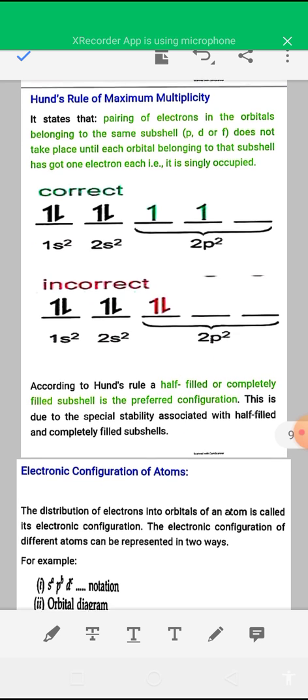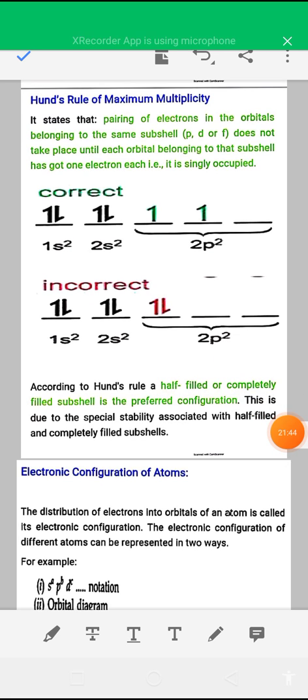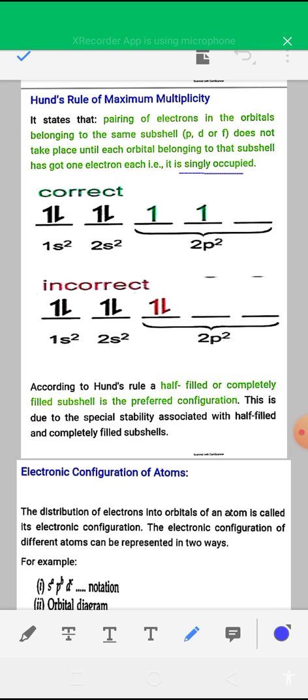Now see Hund's rule of maximum multiplicity. It states that pairing of electrons in the orbitals belonging to the same subshell does not take place until each orbital belonging to that subshell has got one electron each. That is, the orbitals will be singly occupied first. Same-energy orbitals will be singly occupied first. Then if extra electrons are present, the electrons will enter into the singly occupied orbitals.